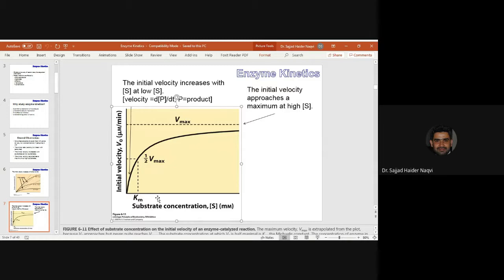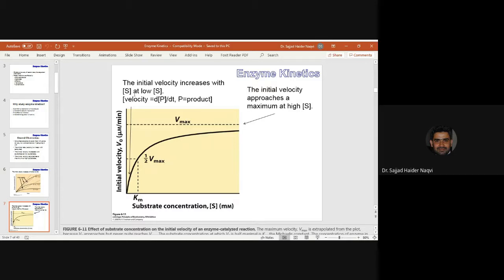So this is a typical enzyme kinetic graph of a model, where it shows that initial velocity increases with the increase of the substrate concentration till it reaches the point where the maximum velocity is achieved. And this is where we call the saturation of the enzyme takes place. And half of the Vmax will be called the Km value.